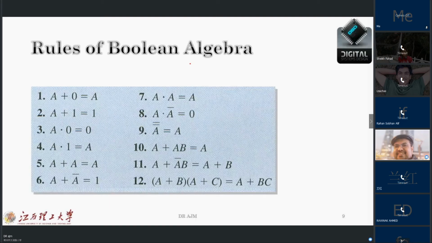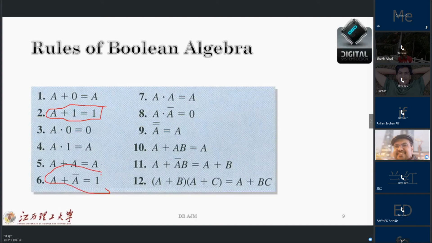What does rule number one say? A plus zero is A. It's logic, something we had in our routine math. A plus one is one. Maybe it's a little bit different, more than a little bit, but okay. A dot zero is zero. It's logic, no problem. A dot one is A. A plus A is A. It's also okay. A plus A bar is one. It's maybe a little bit new for you.